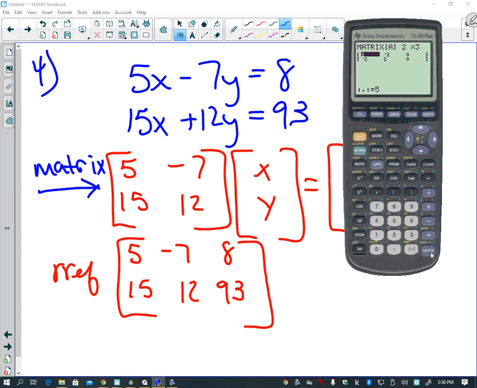You guys gave me the number, so 5, negative 7, 8, okay, 15, 12, 93. Okay, we're going to hit second mode, second matrix, math. What do you say? Okay, we're going to come all the way down to RREF, not A, not REF, but RREF. And we're going to hit second matrix A, because that's where we put our numbers, enter.